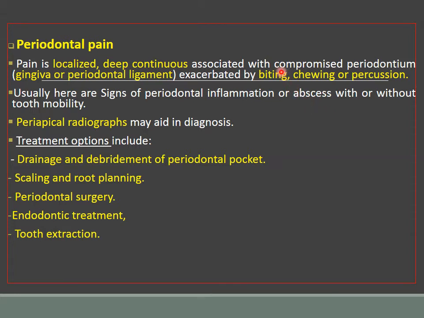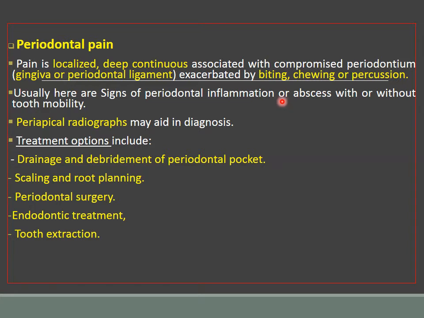Usually here there is a sign of periodontal inflammation or abscess with or without tooth mobility. When you examine the patient you find bad oral hygiene, gum recession, bone loss with or without mobility of the teeth, or sometimes a periodontal abscess associated with that tooth. So it is easy for the dentist to diagnose periodontal disease. You might need a periapical radiograph to aid the diagnosis, and especially the bitewing to see if there is a pocket or bone loss.